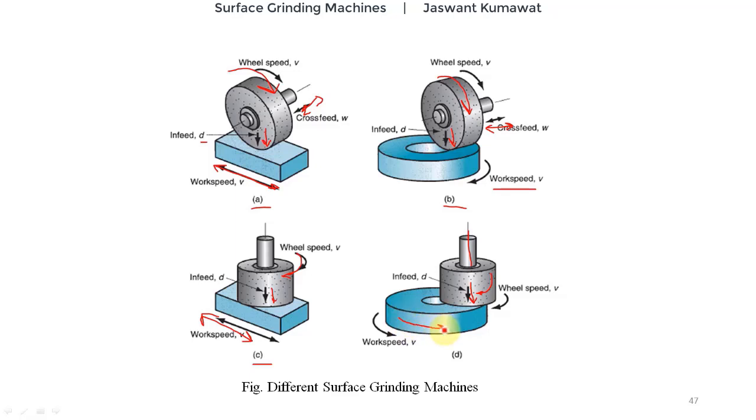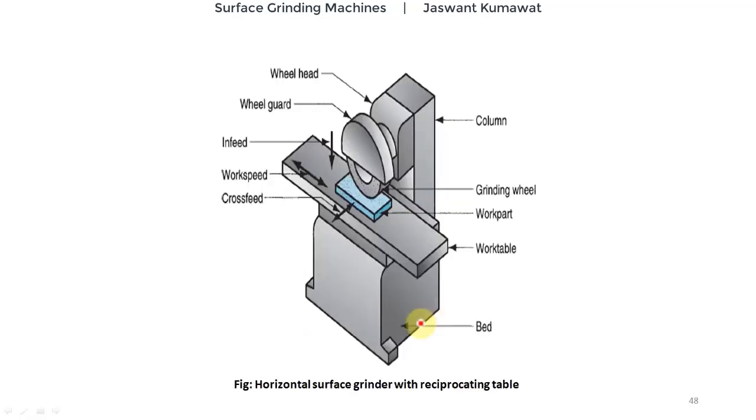These different type of machines are used to finish the different workpieces. While grinding the workpiece on these machines, we also get different type of patterns on the workpiece surface. In this type of machine, we get intersecting arcs pattern, while in this we get crisscross pattern on the work. The construction of surface grinder can be understood by taking an example of horizontal type with reciprocating table.